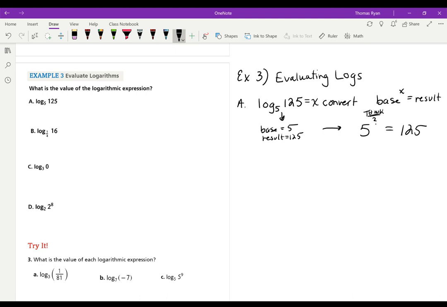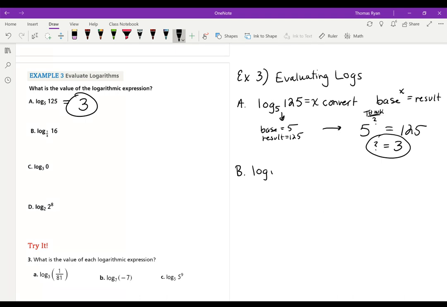And when you think about it like that, it's pretty clear that we know 5 to the third power is 125. So if you were to plug this in a calculator or actually plug it in a computer, if you put log base 5 of 125, the answer is simply just 3. That's an operation that we're performing. Okay, let's see if we can do the same thing.